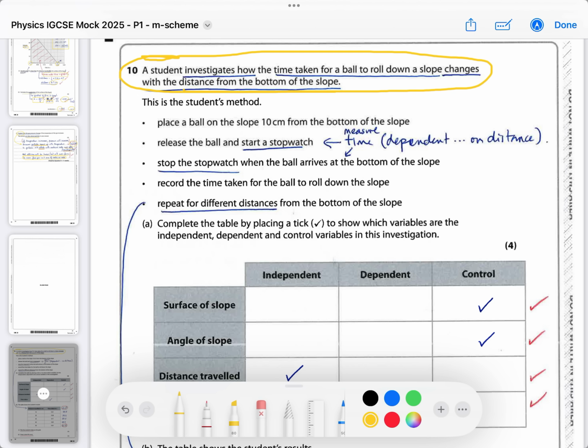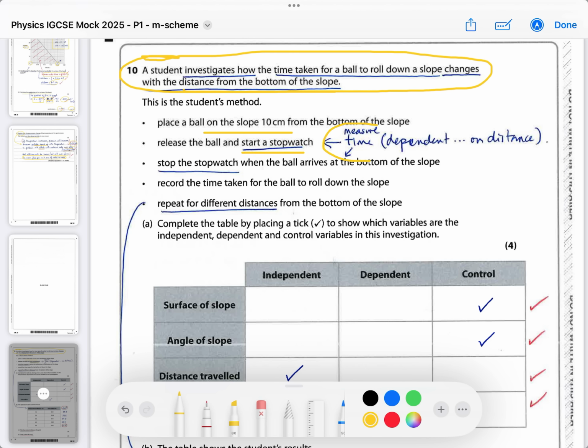So obviously they've got a fixed position of the slope, and the independent variable is the distance that they start the ball rolling down from the bottom of the slope. Okay, the student's method is written. He placed the ball on the slope initially 10 centimeters from the bottom of the slope. He releases the ball, starts the stopwatch, because he wants to measure time.